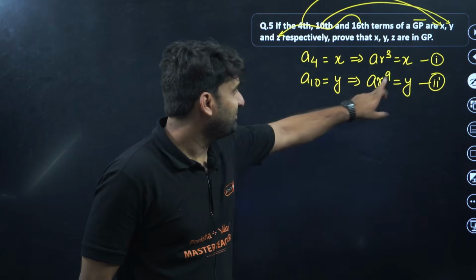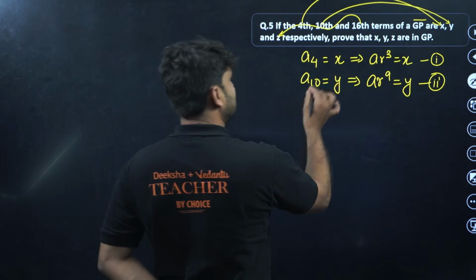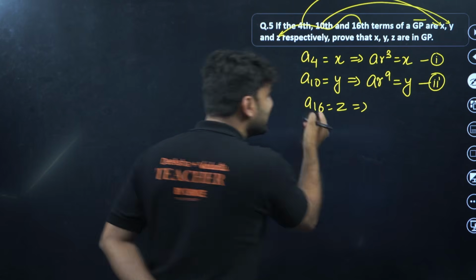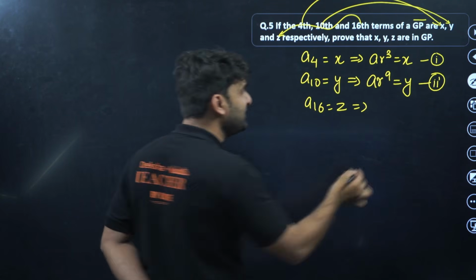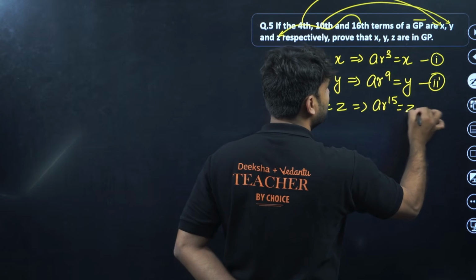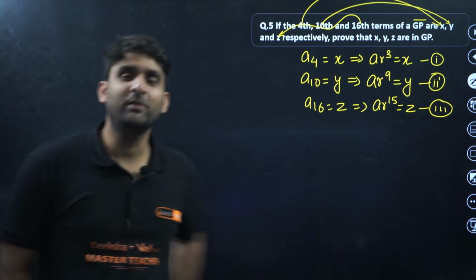For 10th term, power of common ratio will be 9. Now 16th term is z. So guys, 16th term can be written as a r to power 15, which is z. Clear, everyone? Any problem to anyone?